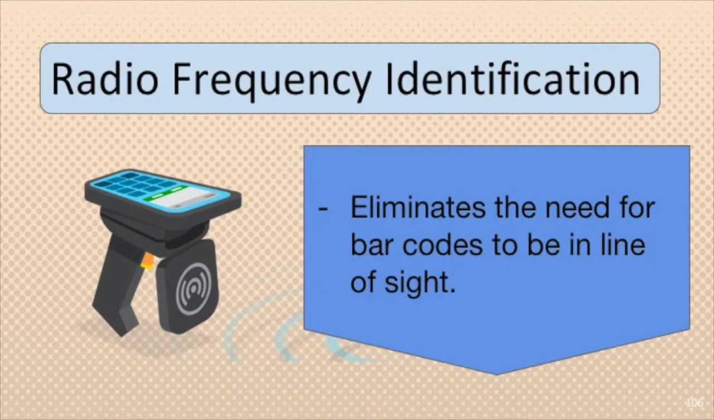RFID is a form of wireless communication that incorporates the use of electromagnetic or electrostatic coupling in the radio frequency portion of the electromagnetic spectrum to uniquely identify an object, animal or person. It also eliminates the need for barcodes to be in line of sight.